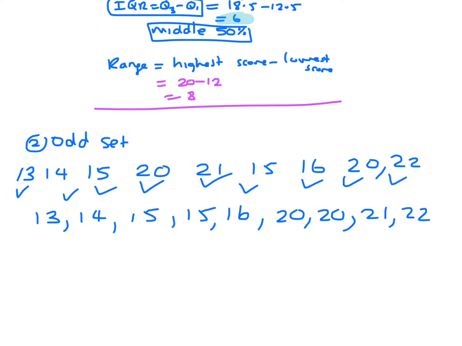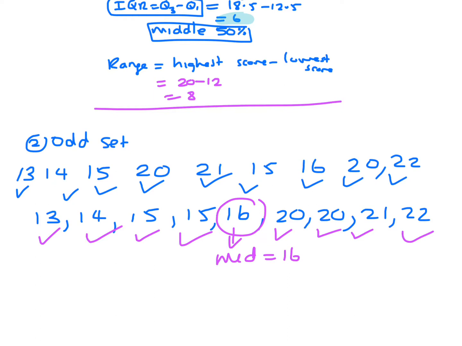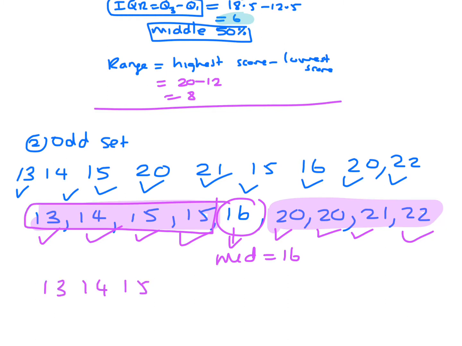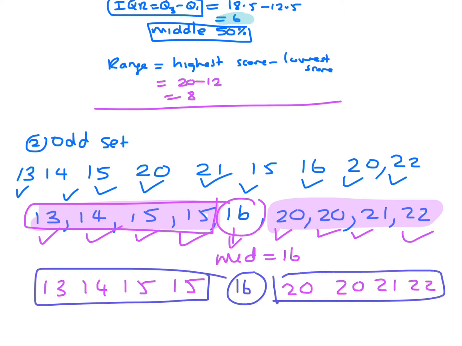So when we do this, we need to find somewhere that is in the middle. So let's cross them off from either end, and then you get the middle. So the median is equal to 16. Then we need to get the middle of both these sets of data. You actually exclude and don't count the median. You just take these two sets of data, 13, 14, 15, 15 and 20, 20, 21, 22, and you exclude the median, which is that one, and you find the middle of each group to get Q1 and Q3.